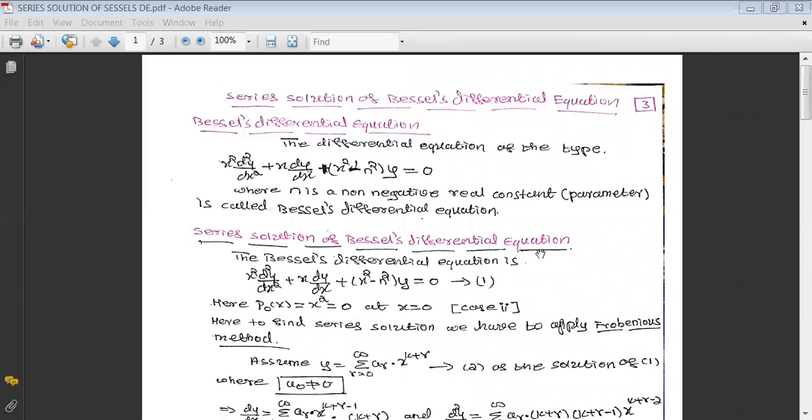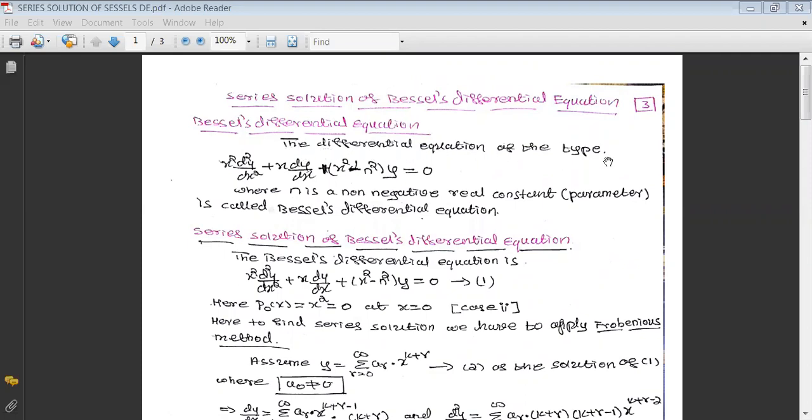In this video, we discuss how to find the series solution of a Bessel's differential equation and an associated part, and how to reduce differential equations which are not in the standard Bessel's form to a standard Bessel's equation. First, let us know what is Bessel's differential equation.